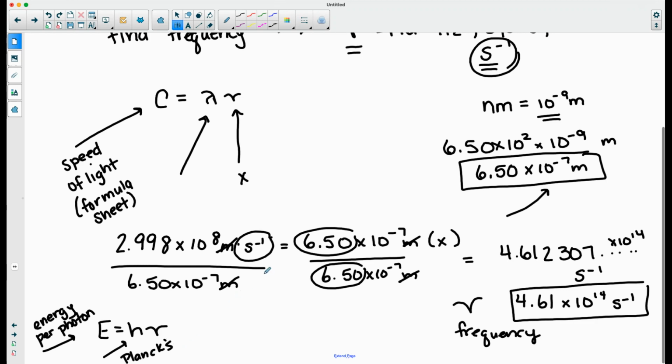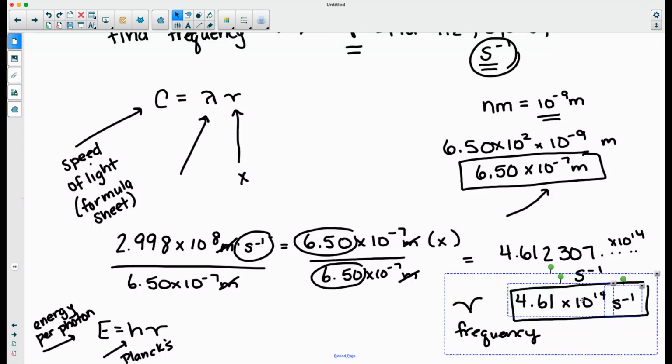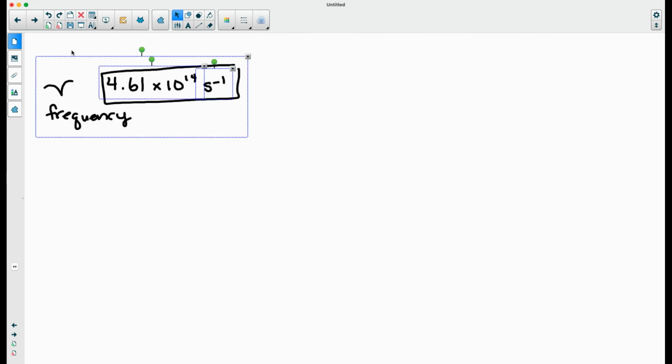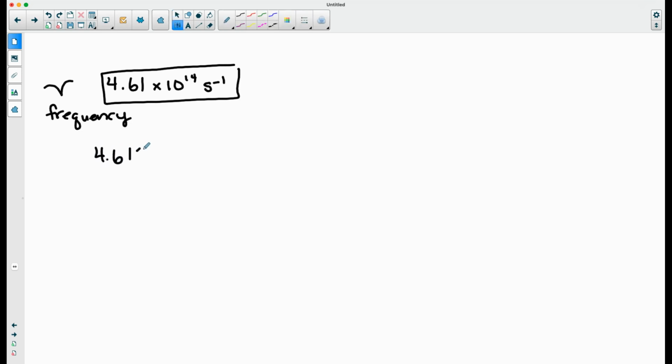So I am going to keep my 4.61 times 10 to the 14th, the unrounded version. I'm going to keep that in my calculator, and I'm just going to copy this and move it onto a new page so that we can start there. Okay, so this is my frequency, but on my calculator, it actually says 4.612307692 times 10 to the 14th seconds to the -1, because remember, we use unrounded values in subsequent calculations.